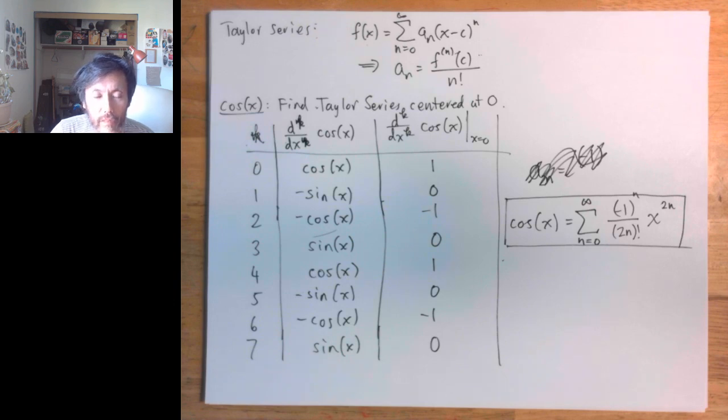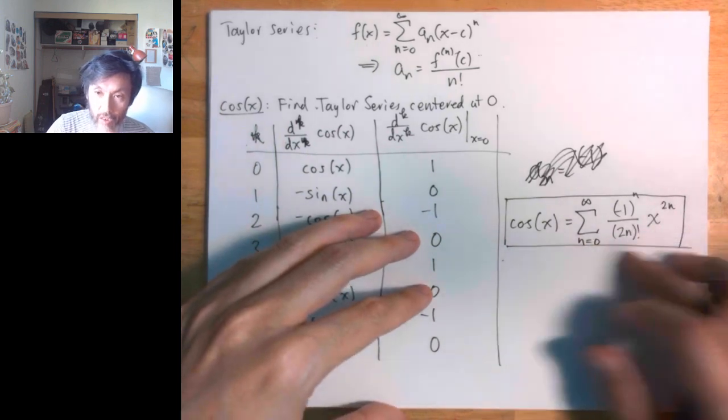Okay. Now, we could do the same game for sine of x, couldn't we? But I don't want to do that. What I would prefer to do instead is to use calculus to think about what's happening here. What do I mean? So let's start with this formula here.